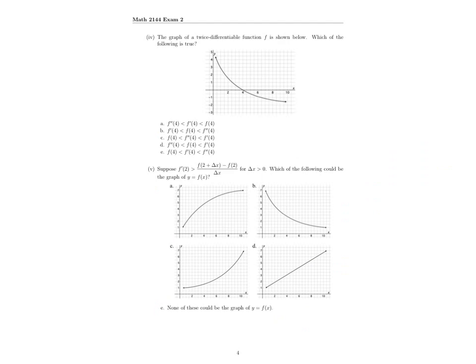So the next page, it says, I have a twice differentiable function. Which of the following is true? I was asking about f double prime, f prime, and f at 4. Well, the first thing I might see is that f of 4 is 0, because the y value of the function is 0 when x is 4. And what might I notice about f prime? Well, the function here is decreasing, so the slope is negative. So f prime of 4 is negative.